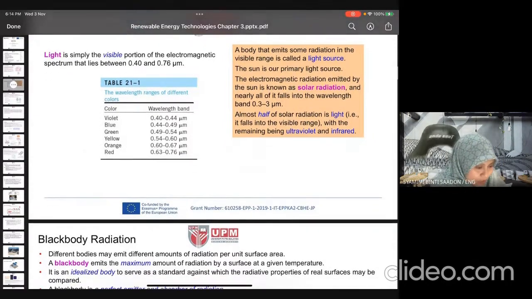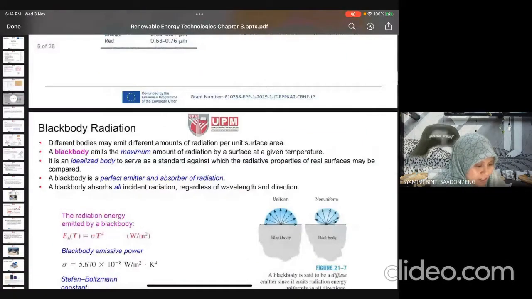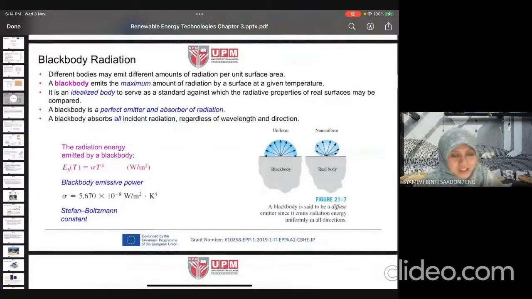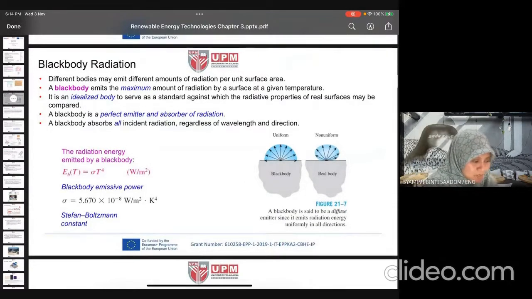What I want to focus on more is black body radiation. What does black body radiation mean? Basically, a black body is an ideal, an idealized body that serves as a standard against which radiative properties are compared.